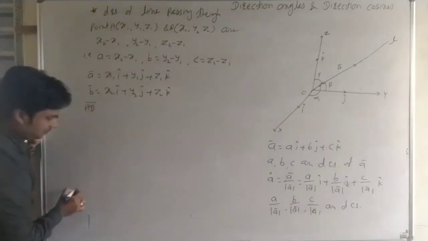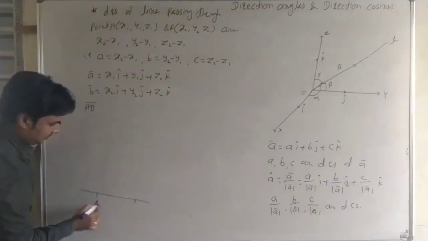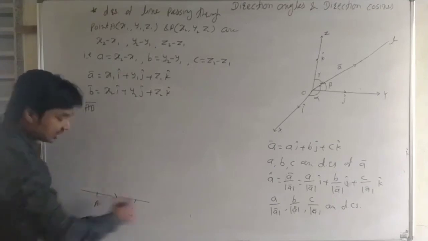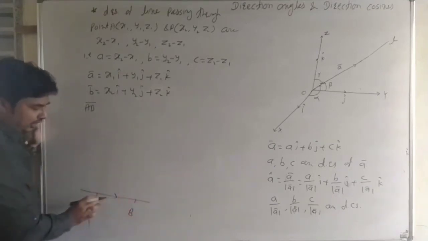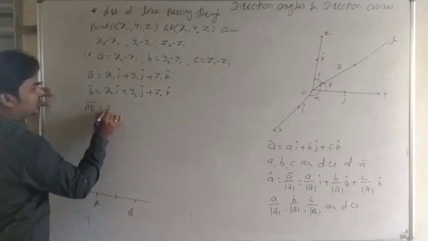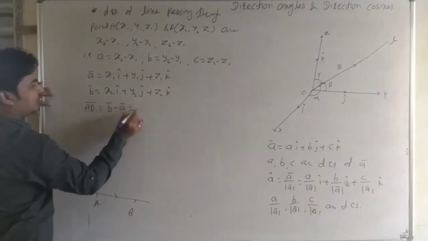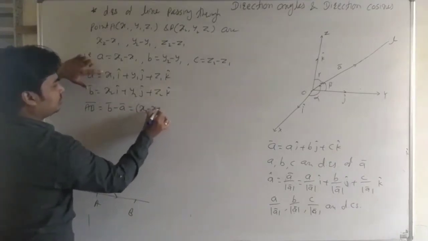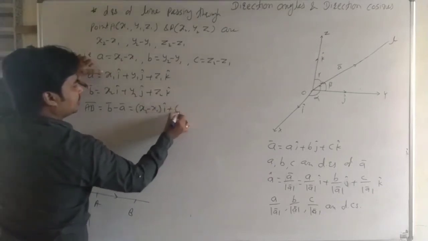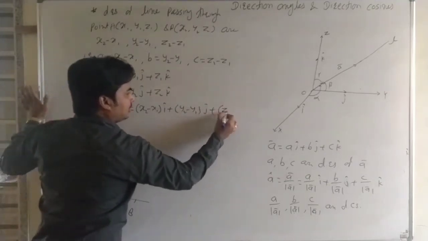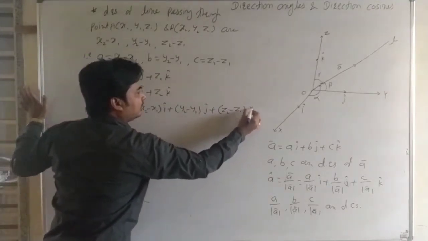Okay, vector AB and the line along the line passing through these 2 points. Here there is a vector AB, with an initial point and a terminal point, and it is a line. That means the vector along the line is the line passing through 2 points. Then vector AB is equal to B bar minus A bar, and here subtraction gives x2 minus x1 i cap plus y2 minus y1 j cap plus z2 minus z1 k cap.